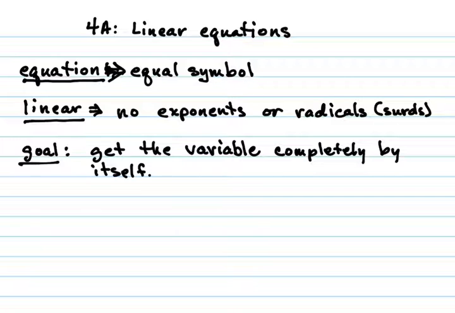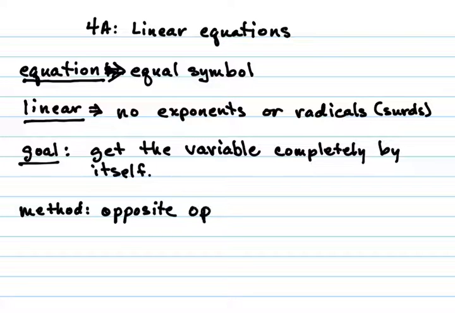So if you have 2x equals something, then you're not done. If you have negative x equals something, then you're not done. You're not done until it says just plain old x equals something or something equals x. It doesn't matter which side of the equal symbol the x is on, or a, or whatever letter you have, but it has to be on one side completely by itself. And there's a method to accomplish this. And it's always the same. No matter what it is you're trying to get rid of, you're simply going to use the opposite operation.